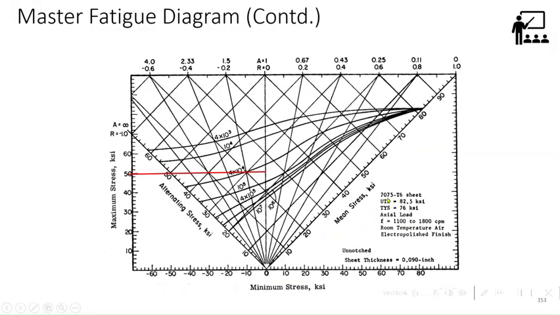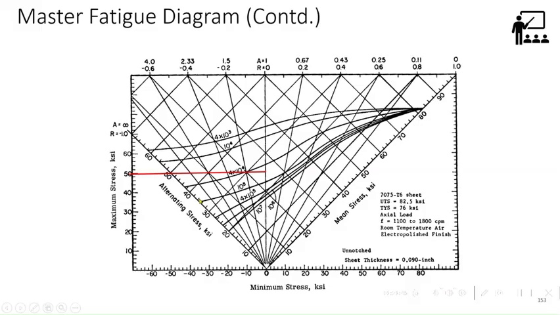You can see 7075 T6 sheet, and these are the material properties. It is generated with an axial load, room temperature, electropolished finish. This is again the material S-N curve with electropolished finish. But if you are trying to predict the life of a component which is not electropolished, obviously it will have an affected endurance limit. Anyway, that will come down the line.